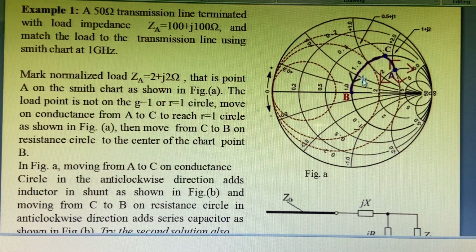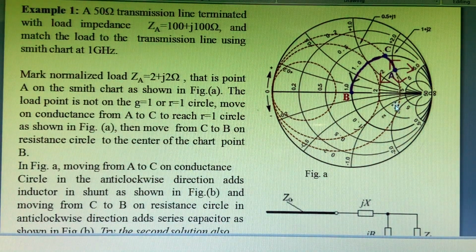This is one solution. Another solution: from A, you can reach this point also, and from here we can move up to this point, which is again on the R equal to 1 circle. That becomes a second solution for this same problem. Moving from A over this, it will intersect the R equal to 1 circle here. You can stop here.